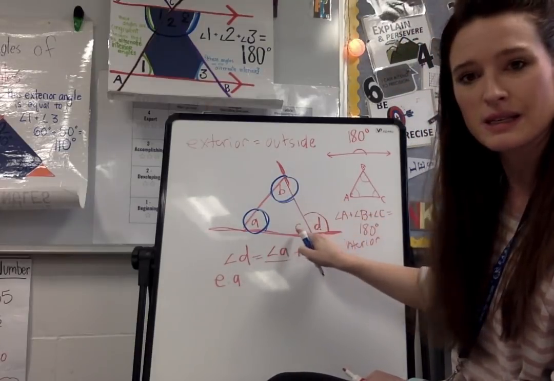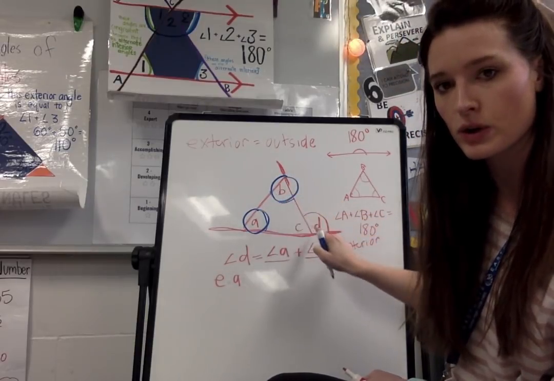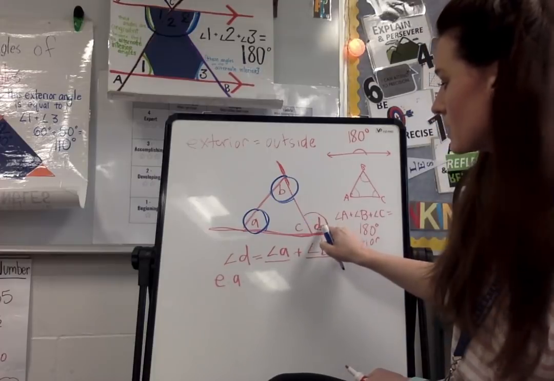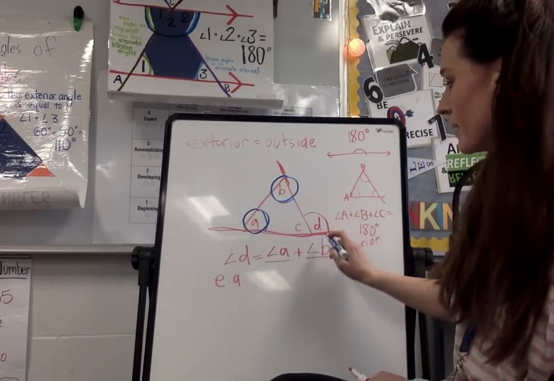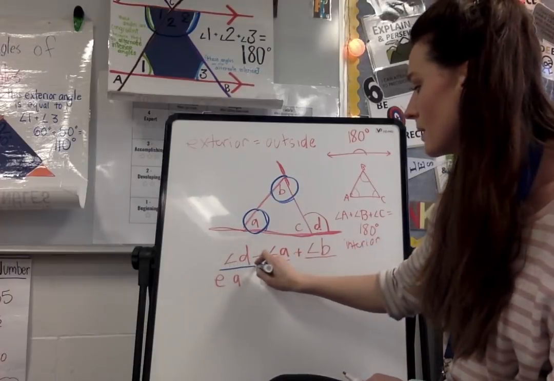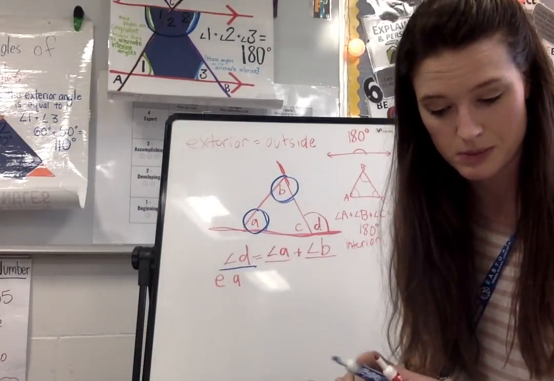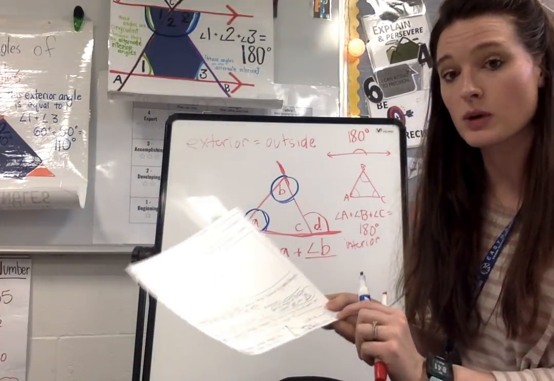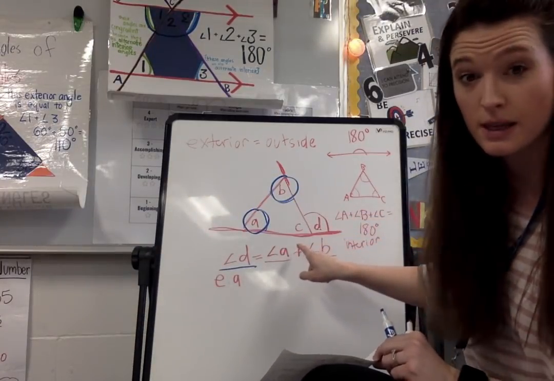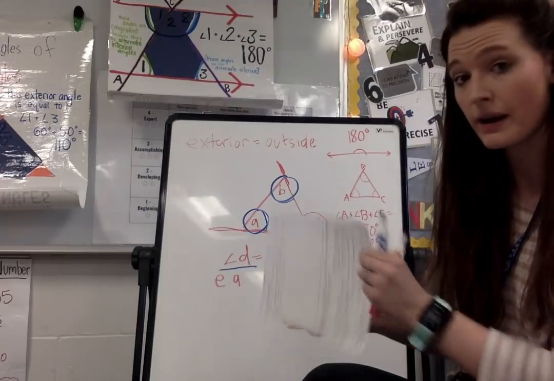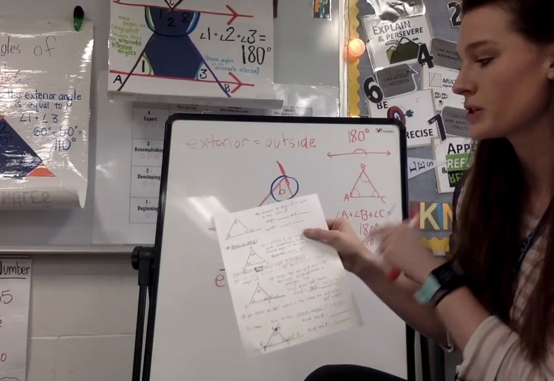You see how C and D are touching? So the remote angles are not touching that exterior angle. This exterior angle D is equal to A plus B. Those are the angles that don't touch D. A and B don't touch D. C does touch, so we're not going to worry about that. On the back of your paper, we're going to talk about why.